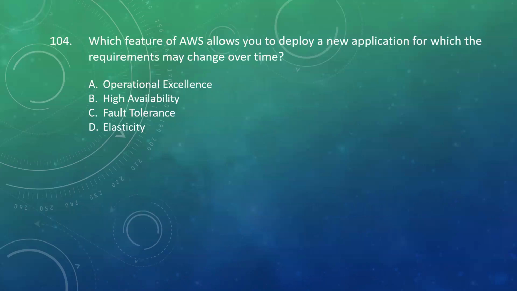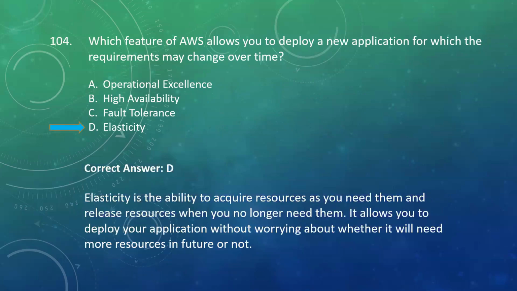Question number 104. Which feature of AWS allows you to deploy a new application for which the requirements may change over time? Your options are operational excellence, high availability, fault tolerance, elasticity. So the right answer is option D, elasticity. Elasticity is the ability to acquire resources as you need them and release resources when you no longer need them. It allows you to deploy your application without worrying about whether it will need more resources in future or not.